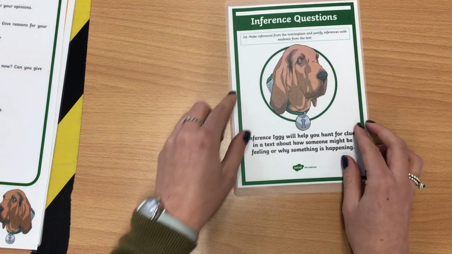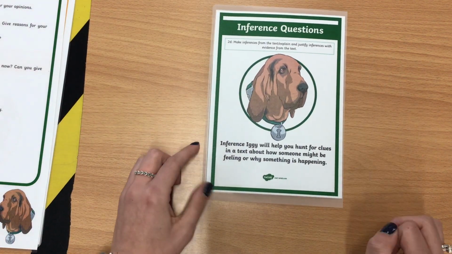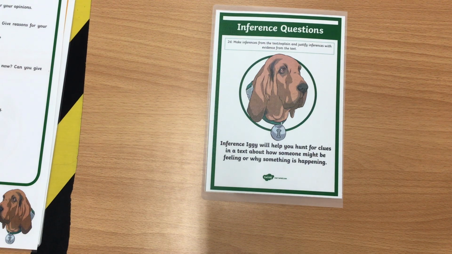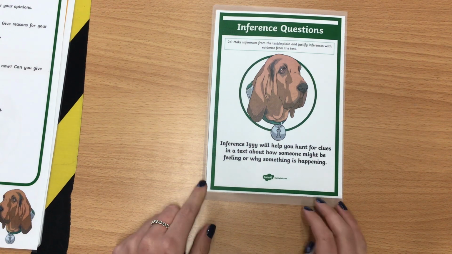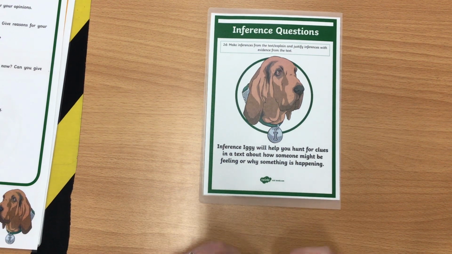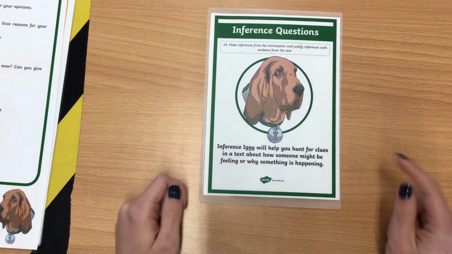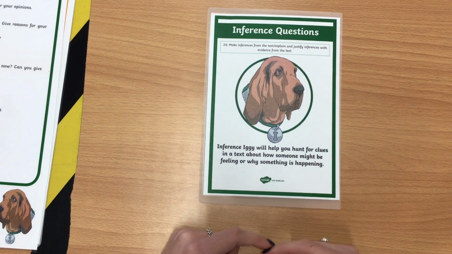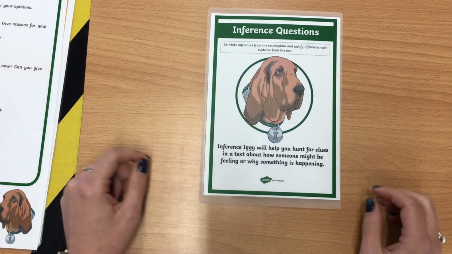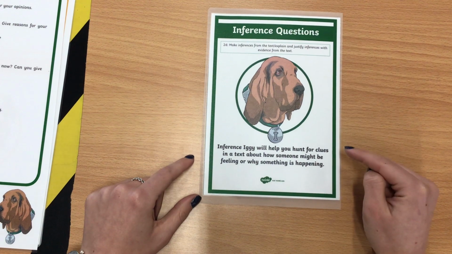Okay, next one, again, we've already looked at this one this week. Really good one to practice is Inference Iggy. So Inference Iggy will help you hunt for clues in a text about how someone might be feeling or why something might be happening. So we've practiced this week, haven't we? And we were looking at pictures and looking at them really closely to see what the clues are. So with this skill, the answer won't necessarily be really clear in the text. You've got to use the clues to help you reach your answer, okay?